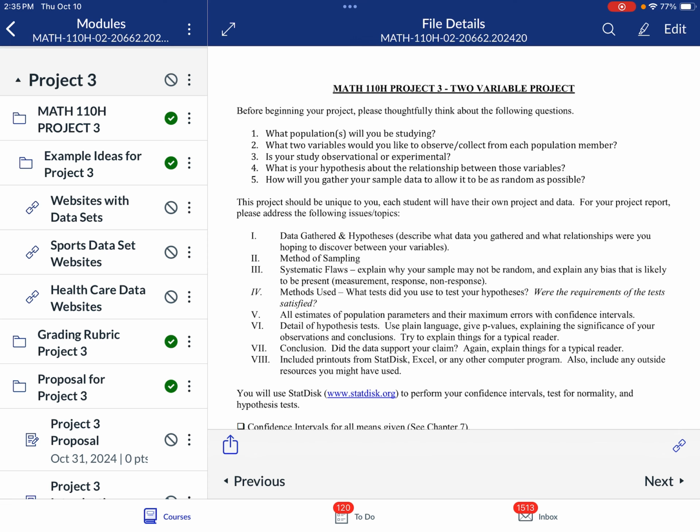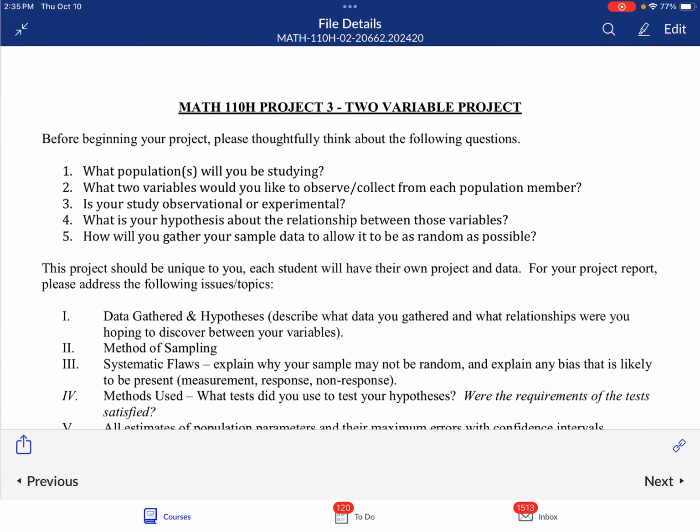Project 3 is going to be a little bit different since you're going to be collecting your own data and thinking about your question that you want answered for this, your hypothesis. And so with that said, you'll notice that on Canvas you have a Project 3 module, and the first thing that's on there is our information for Project 3.